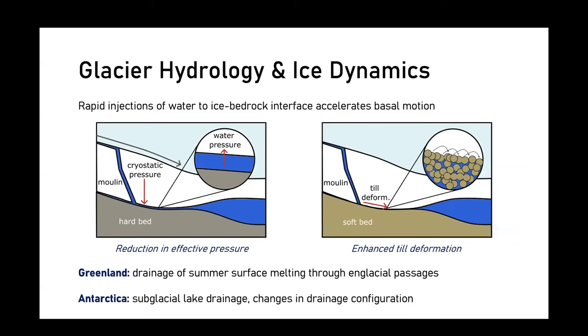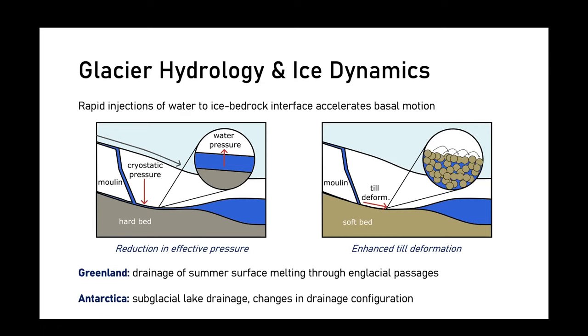In terms of its relevance to ice sheet dynamics and ice sheet mass balance, if we have rapid injections of water to the interface between the ice and the rock, we can have accelerated basal motion, whether this be on a hard bed due to a reduction in effective pressure or otherwise due to enhanced till deformation. We already see some of this in Greenland, where we have enhanced melting in the summer, draining to the base of the glacier, and therefore this has been suspected to increase glacier motion during summer months.